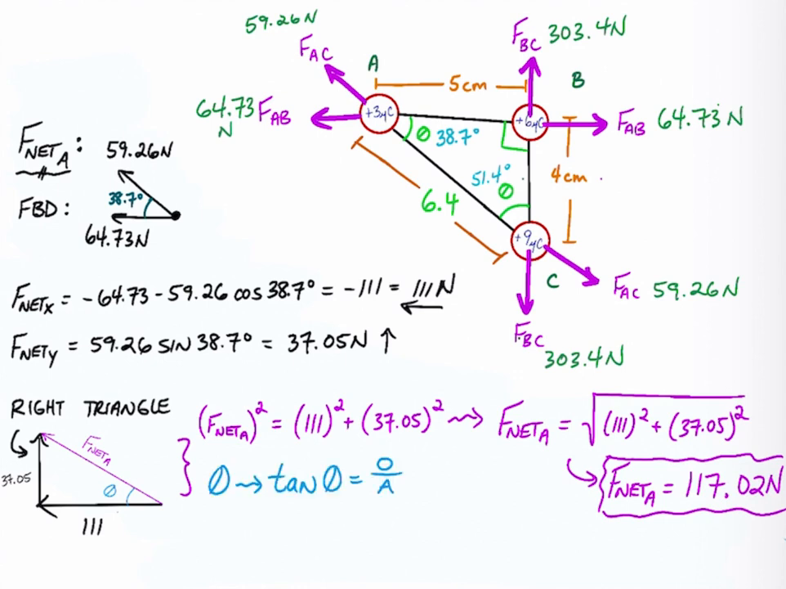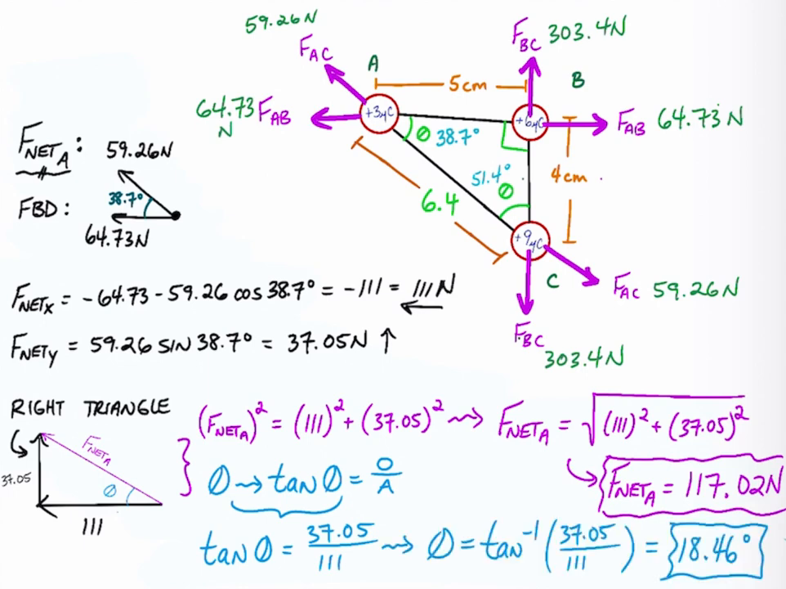To find the direction, once again, we just need to use SOHCAHTOA. Once again, I use the tangent, but you can use any because you have all three sides. So the opposite over the adjacent in this case is 37.05 over 111. And in my calculator, if I take the inverse tangent of that ratio, I will find that the angle at which this total net force acts on A is 18.46 degrees. So the net force on A is 117.02 newtons at an 18.46 degree angle.